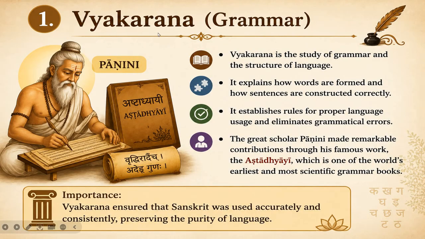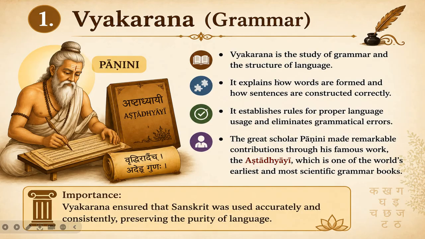So first is the Vyakarana, that is the grammar. It is one of the major components of the Indian linguistic tradition and an important Vedanga. It introduces Vyakarana as the scientific study of grammar and the structure of language. And here you can see the ancient scholar Pāṇini writing a manuscript, which represents his significant contribution to Sanskrit grammar. His famous work Aṣṭādhyāyī is regarded as one of the world's earliest and most systematic grammar texts.